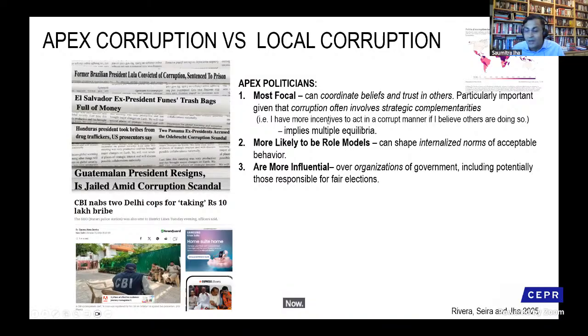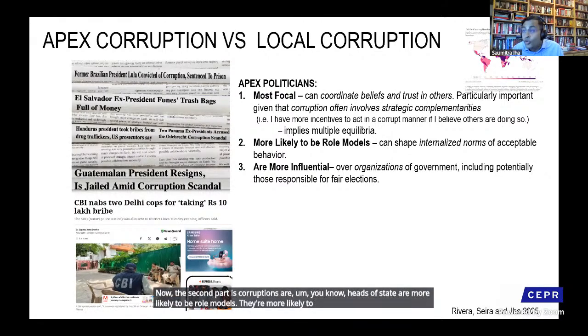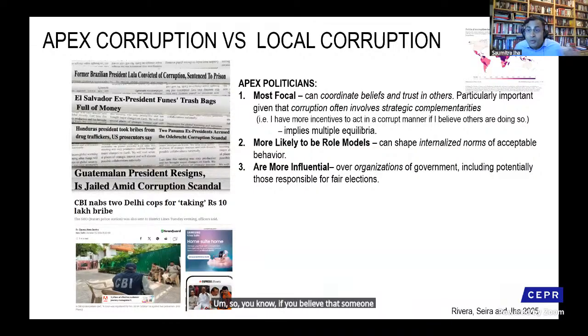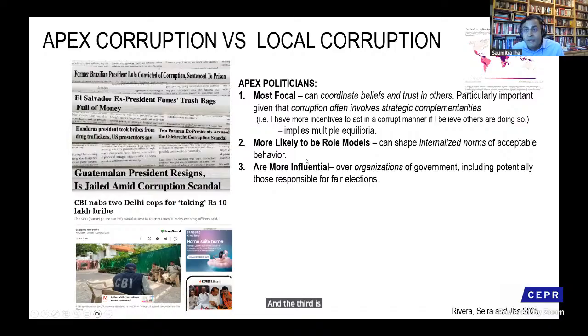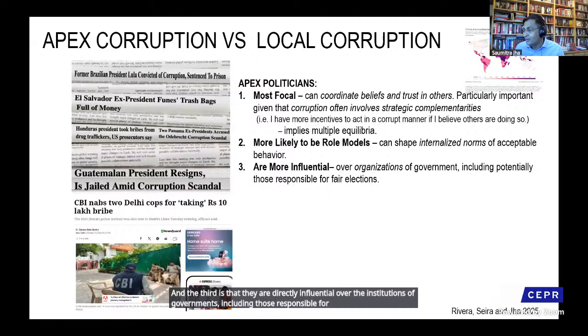Now, the second part is that heads of state are more likely to be role models. They're more likely to shape internalized norms of what is acceptable behavior. So, if you believe that someone that many people respect at the head of government is acting in an acceptable way, when they cheat or when they are honest, I'm going to argue, this can also have ripple effects throughout society. And the third is that they are directly influential over the institutions of government, including those responsible for elections.